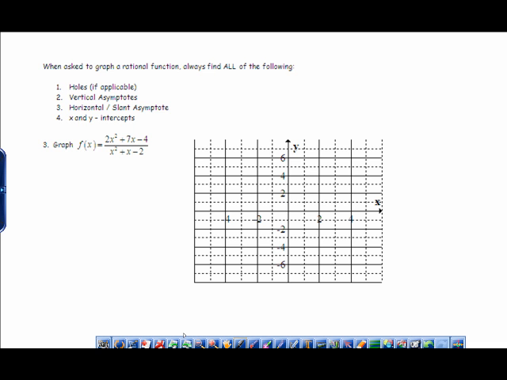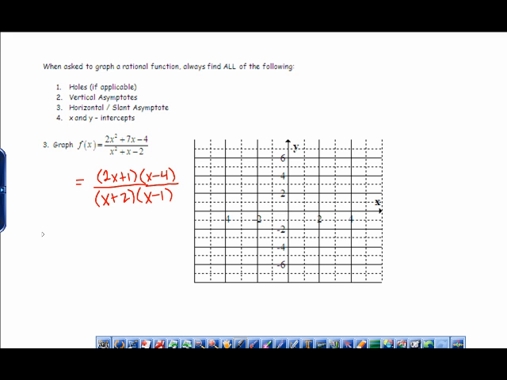So again, what you're looking for first are the holes. A good place to start would be to factor if it's possible. On this problem, the numerator is going to factor to 2x plus 1 times x minus 4. If you still have questions about factoring, please come to tutoring or ask me in class, because this is just a standard part of all of these problems at this point. Now nothing cancels, so I don't have a hole in this problem.